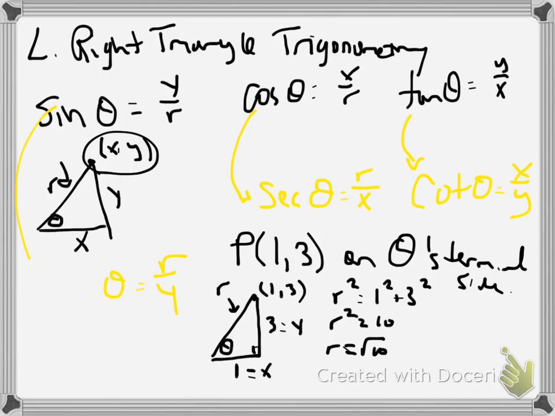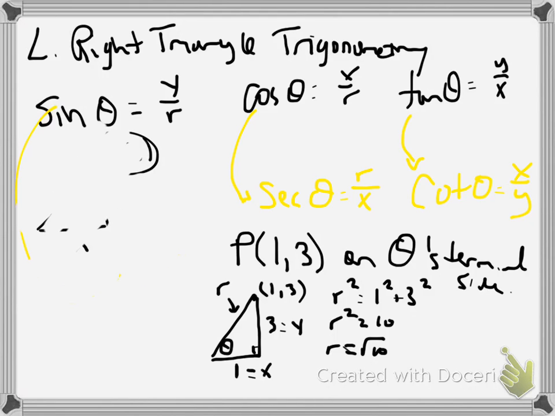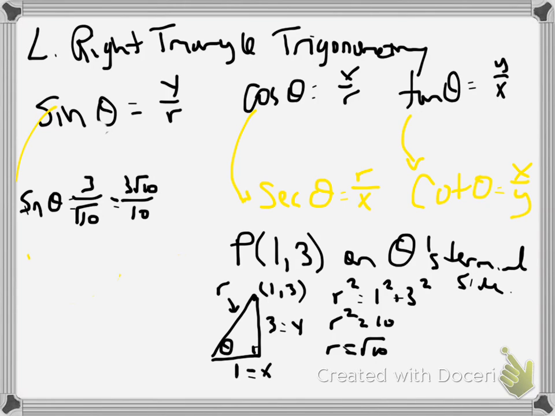Let me erase a little bit here just to get some space, because I don't want to advance to the next slide. Sine of theta is going to be y over r, which is 3 over the square root of 10. If you look at the directions to the summer packet, I tell you that you do not have to rationalize your denominator. On the AP exam, they really don't care so much about that, so I'm not going to be as stringent on that as I was in Algebra 2. 3 over root 10 is fine with me. If you wanted to rewrite it as 3 root 10 over 10, that works as well.